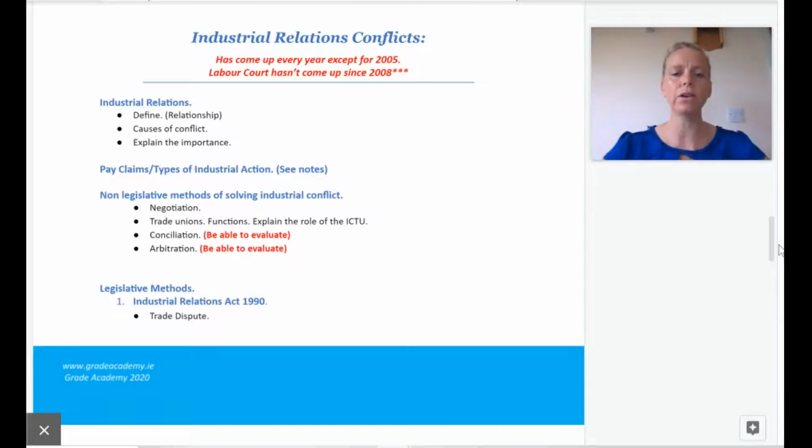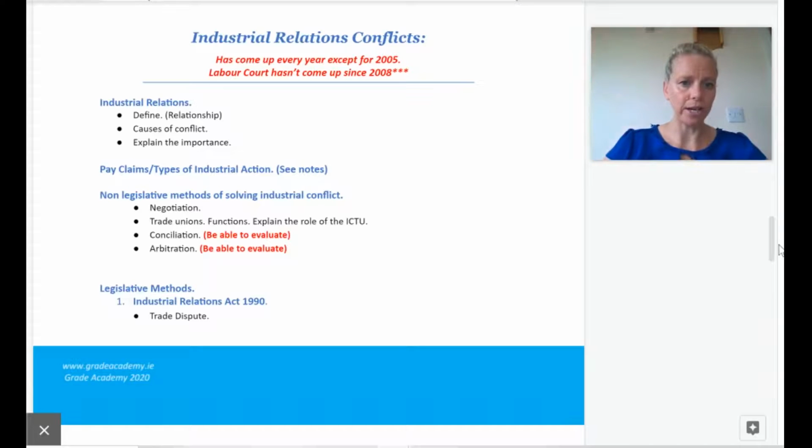Okay, so our industrial relations conflicts then. It has come up every year except 2005. So you can be pretty much guaranteed that there will be something on this chapter. Okay. And what I've said here is the Labour Court hasn't come up since 2008. So I will be saying that there is a really good chance of that coming up. And I've got a sample answer here that I'm going to show you in a minute, just to give you an example of learning your keywords and how to evaluate.